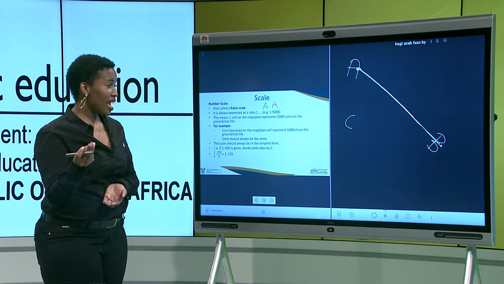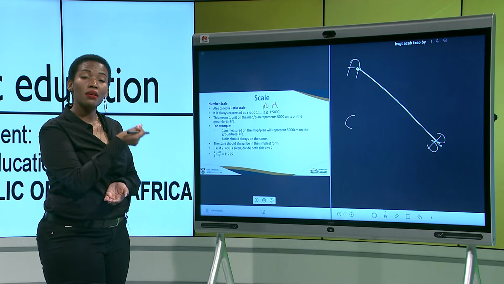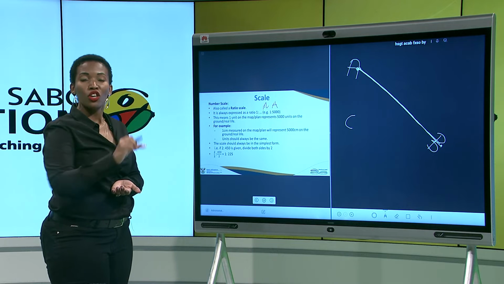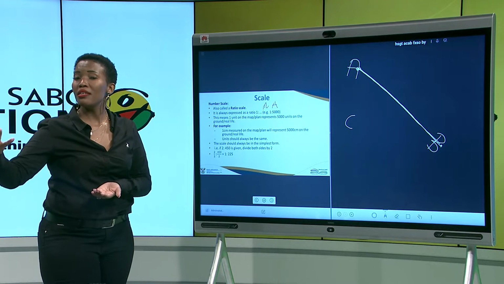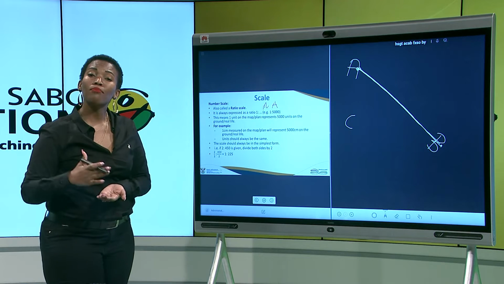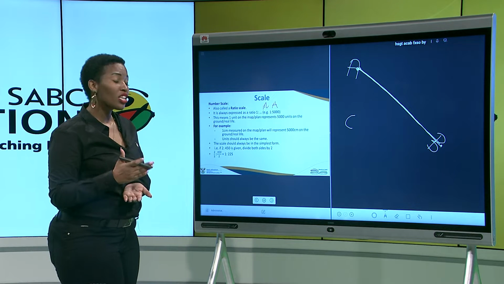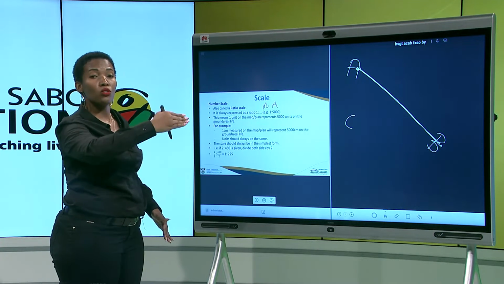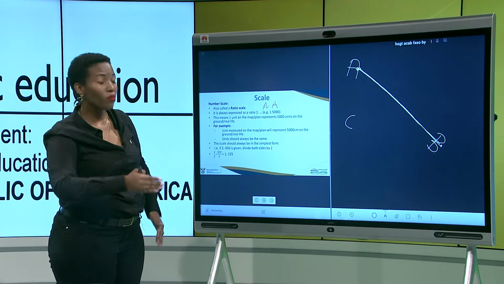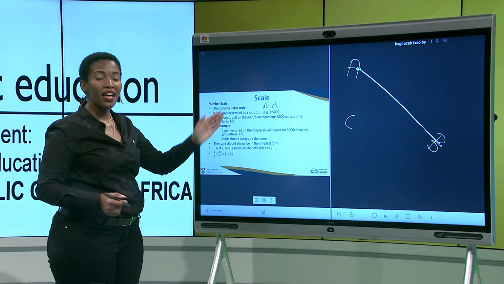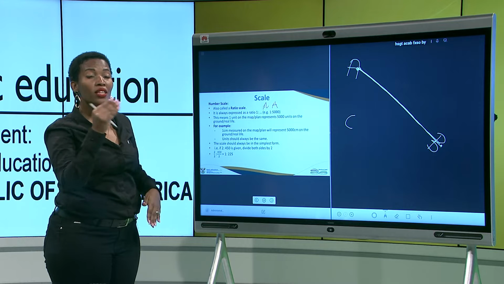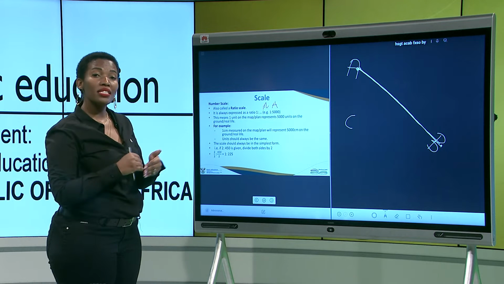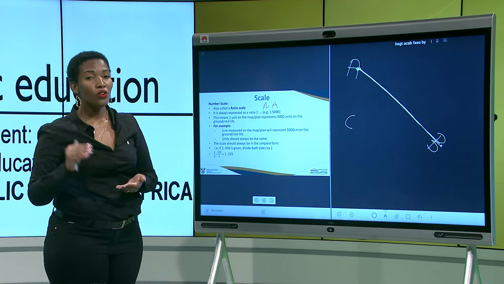And another mistake again, remember I said the units must always be the same. So if you don't want to use the word unit, you can use centimeters, you can use millimeters, you can use meters. It is up to you. But you must make sure that if you've decided to say 1 centimeter, then the 5,000 must also be in centimeters. If you are going to say 1 meter, then the 5,000 must also be in meters. So then you will say 1 meter on the map represents 5,000 meters in reality.